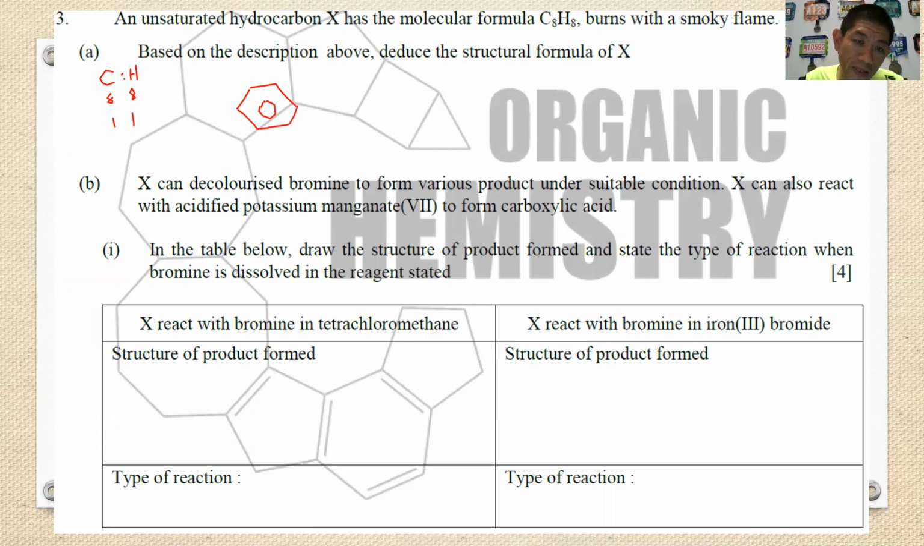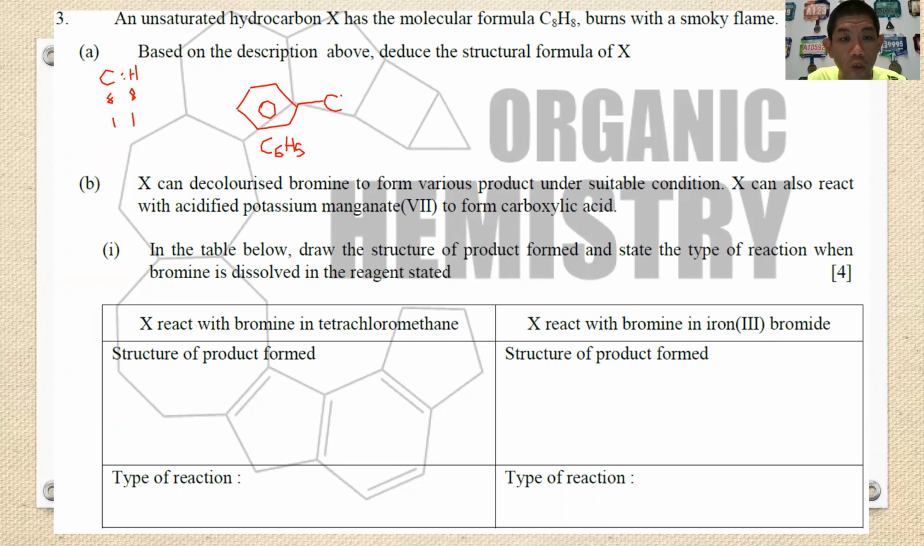So when you have a benzene ring, this will be C6H6, isn't it? However, as you form a bond, one of the H is replaced, so you form C6H5. So now you want to write C8H8, isn't it? You must have a 2C in between. Now this 2C can be here, can also be here.